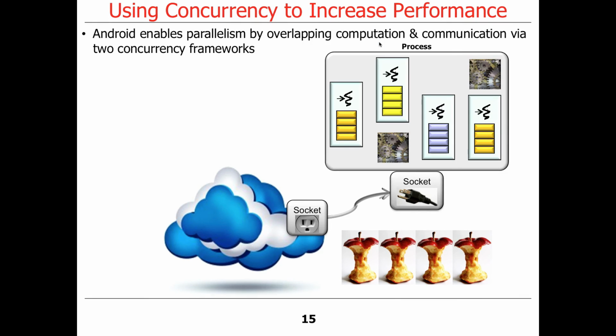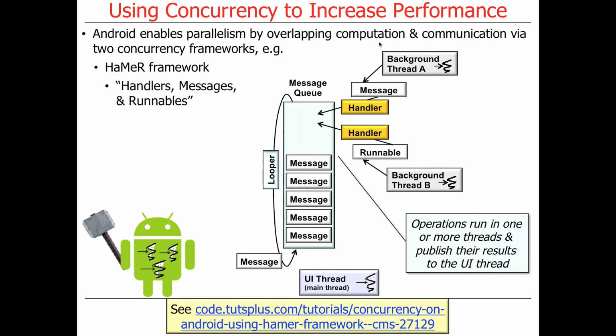Android enables parallelism in a number of ways. One of the most common ways is by overlapping computation and communication via two concurrency frameworks that it supports. One of those frameworks is known as the HaMeR framework, where HaMeR stands for handlers, messages, and runnables. And you can read more about the HaMeR framework down here.